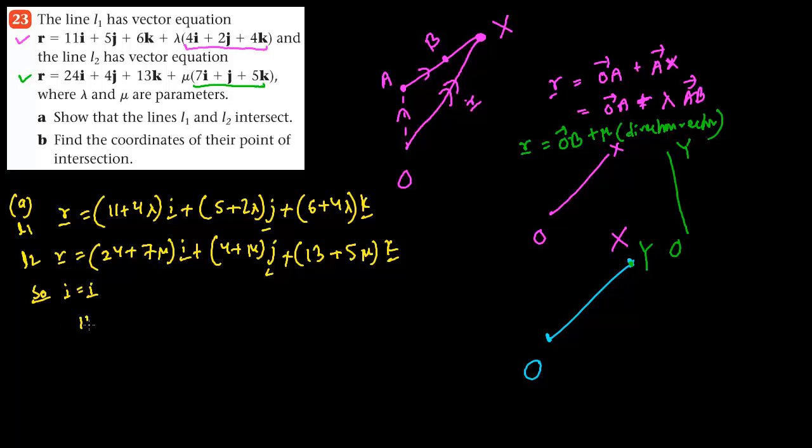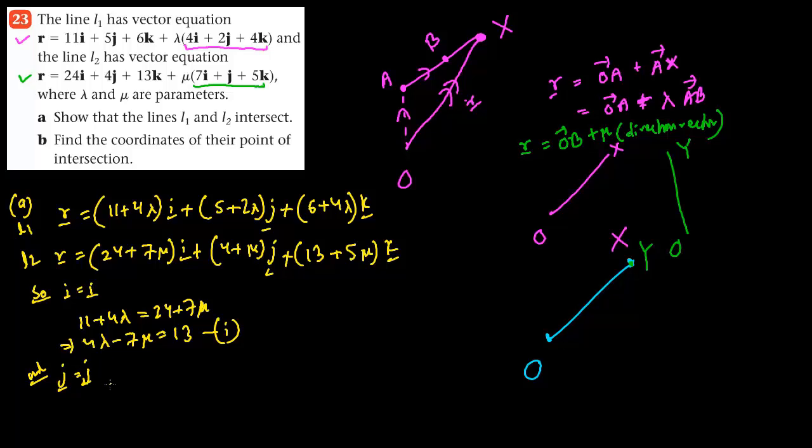So we can write 11 plus 4 lambda equals 24 plus 7 mu. If we simplify, it would be 4 lambda minus 7 mu equals 24 minus 11, which is 13. This is equation 1. And now we have j equals j.